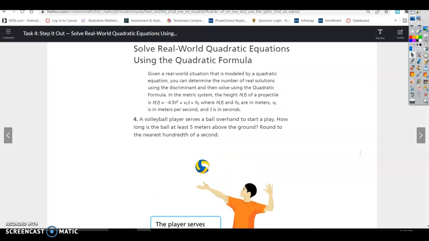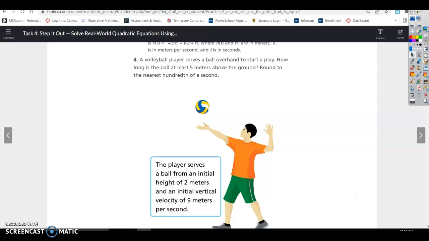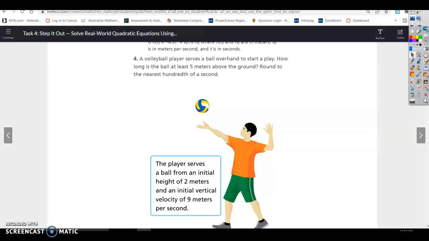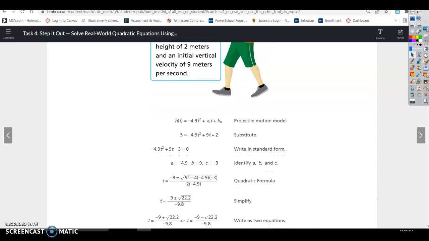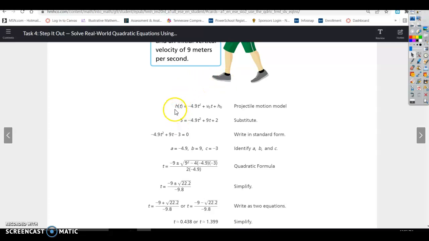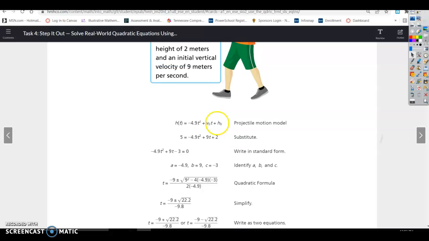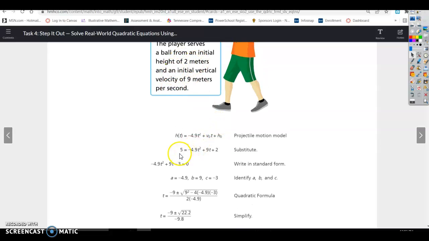and t is in seconds. It says we want to find out how long the ball is at least 5 meters above the ground, and we're given that its initial starting position is 2 meters above the ground, and the initial vertical velocity is 9 meters per second. So if you substitute that in, h of t is what we want. We want to know how long it's 5 meters above the ground. Its velocity is 9 meters per second, and h sub 0 is the initial height, so that is 2 meters above the ground. We just fill in the information that we have, and then we can solve.